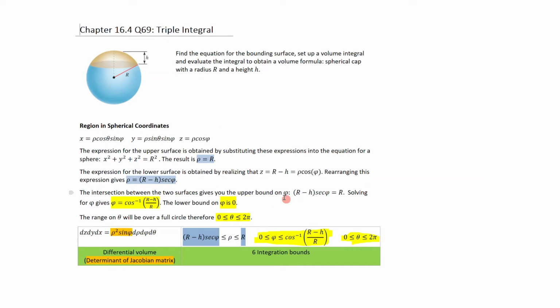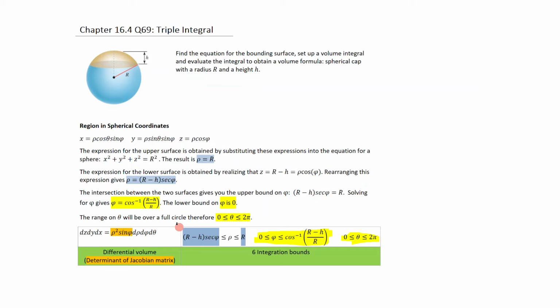That gives you the upper bound on phi. So if you equate the two, r minus h sec phi equals r, and solve for phi, we get cos inverse of this ratio. The lower bound on phi is 0. So we start here and we swing phi until we get to this point, which is the intersection point, this angle phi being the value that's computed here, that's highlighted in yellow. And the last is the range on theta.